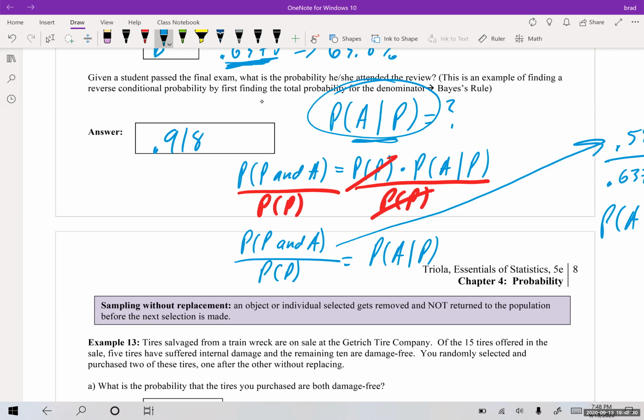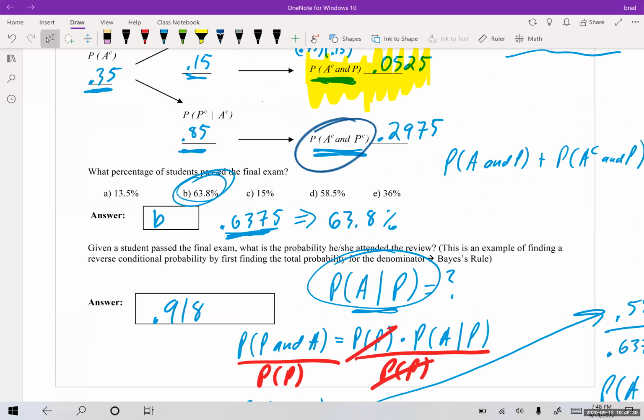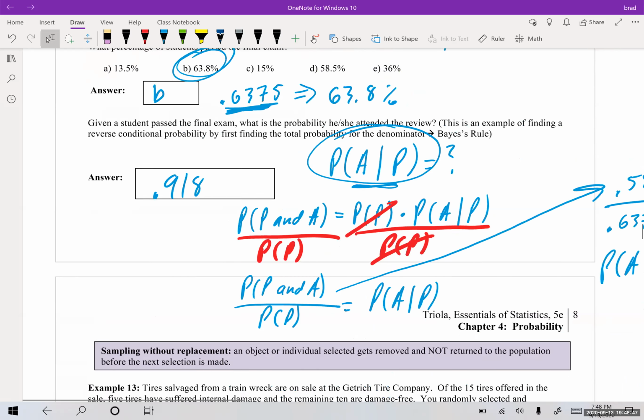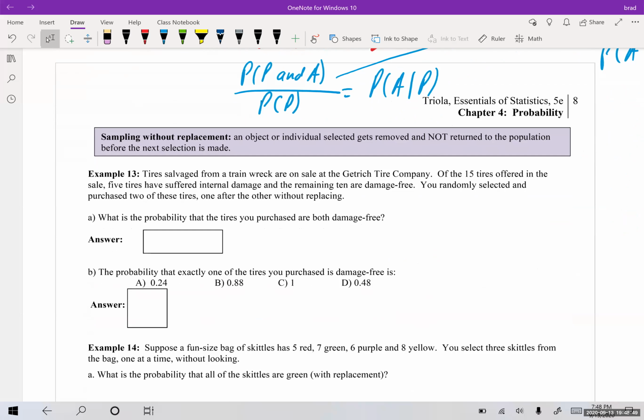Okay. So once again, a pretty tough concept. The idea behind this is a little bit harder. The idea of conditional probability seems to be the hardest part for most students in chapter 4. So please come talk to me when you need some help in our meetings.